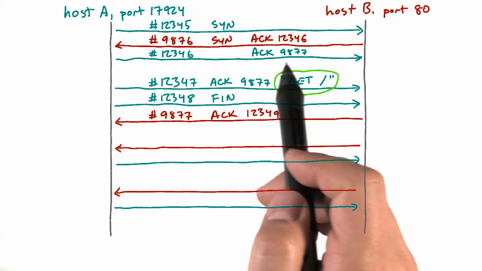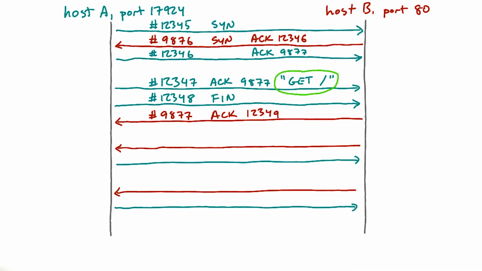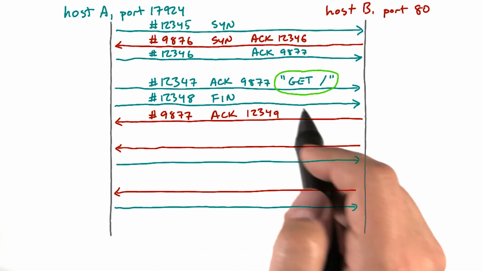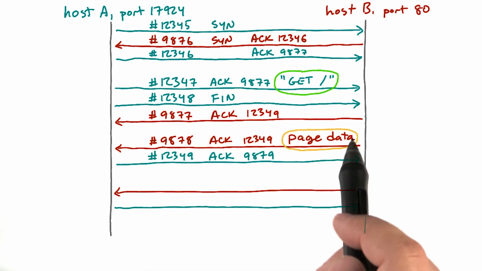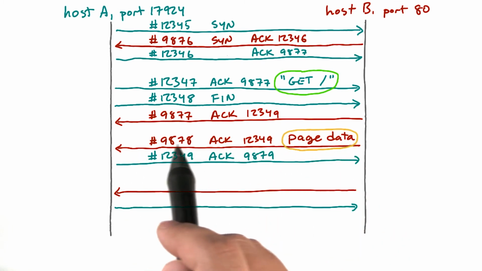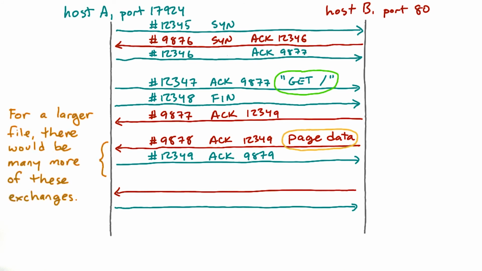When the client sends the packet containing its request, the server acknowledges that request even before it sends the response. Then it will send the response, and the client will acknowledge each packet that's used to send that. For a realistically sized file, there will be many, many more of these before we're done.